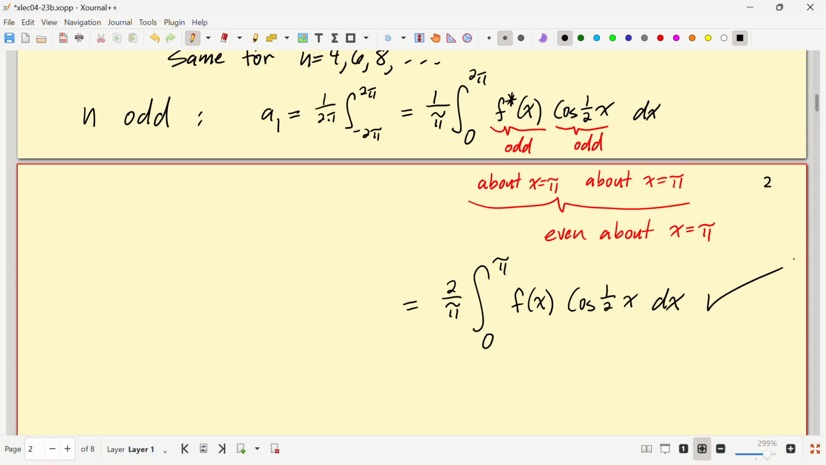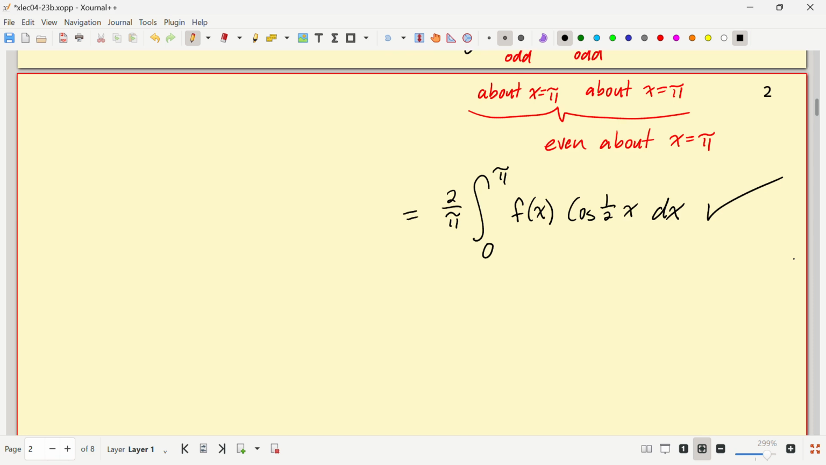Questions about that? Yeah. For n, right, so it's going to be 1/2, 3/2, 5/2, etc. And all those functions are going to be odd about x equal pi. So I get odd times odd is even.